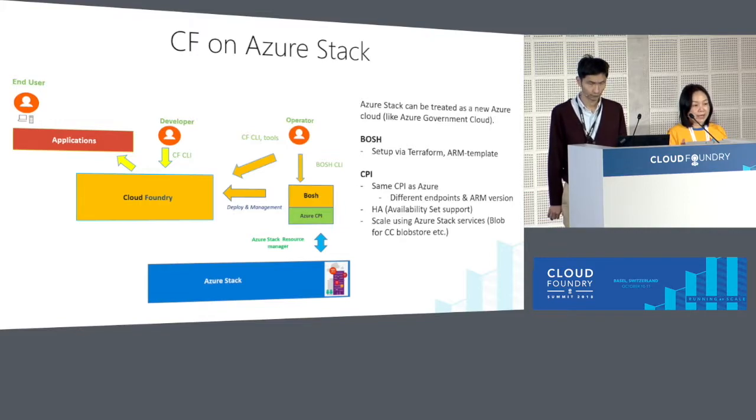With Azure Stack, you also have a similar concept of HA: you use availability sets. You can scale using the local services on Azure Stack. For example, you can use Azure Stack blob storage to replace the CC blob store, and you can use the MySQL service for the CCDB too.